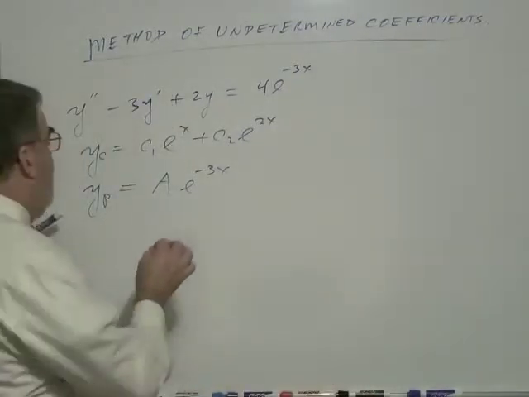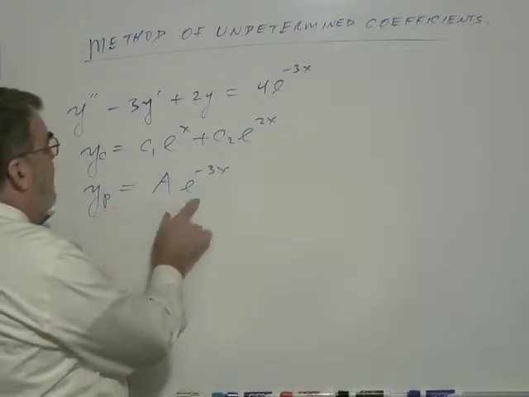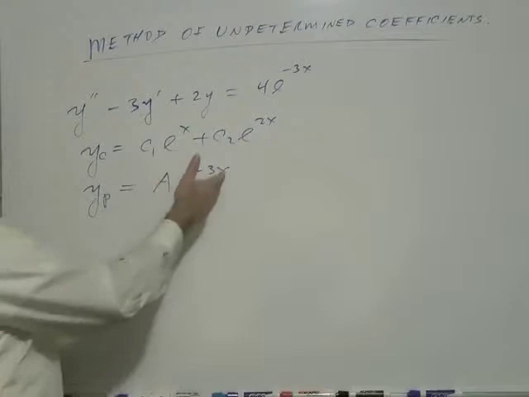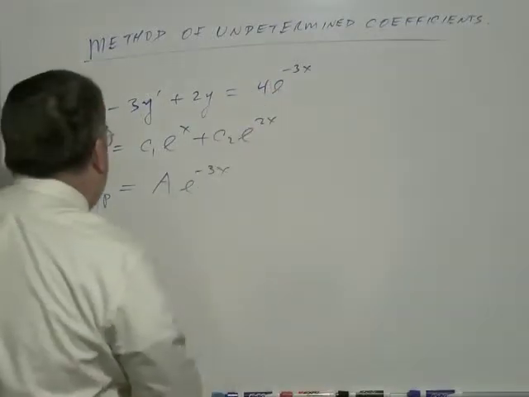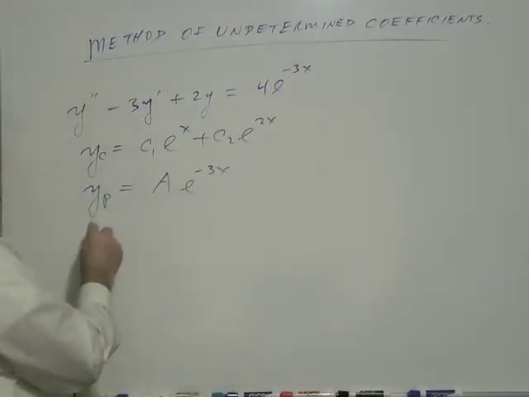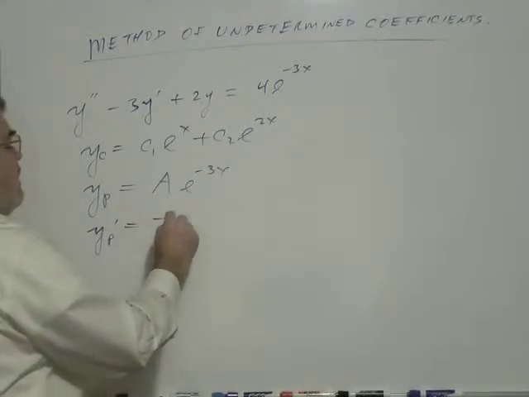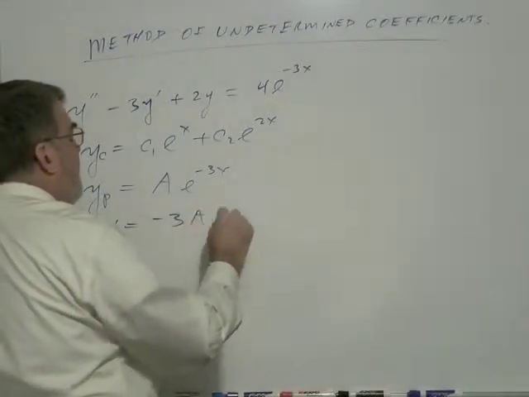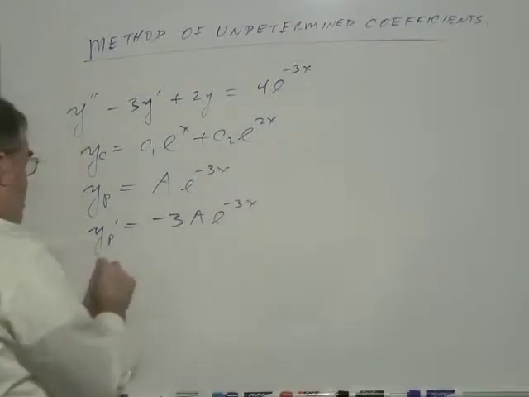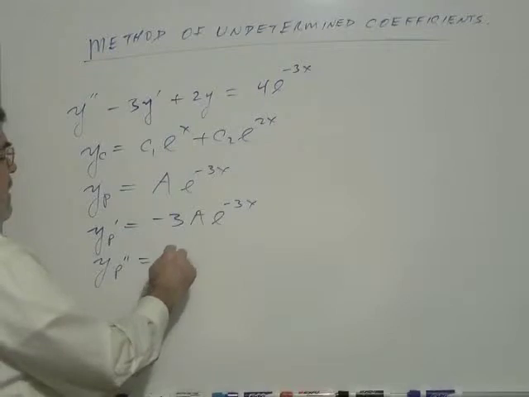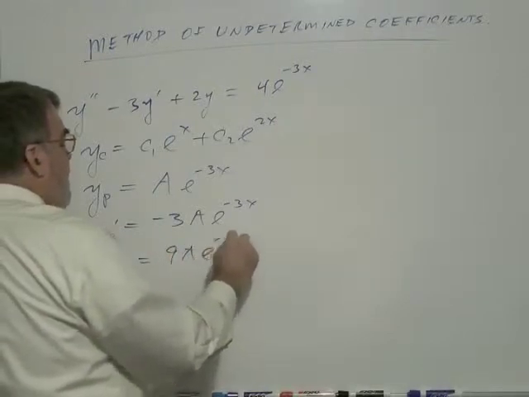But you look at the particular solution here. If I take derivatives of y particular, I'll just get terms that contain e^(-3x). So let's go ahead and do that. The first derivative of my particular solution is -3a e^(-3x), and my second derivative would be 9a e^(-3x).